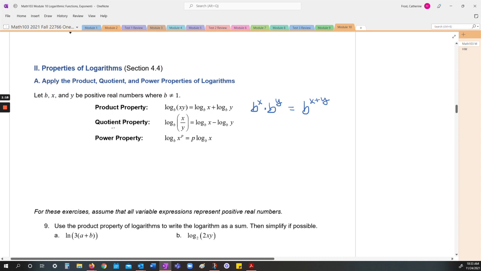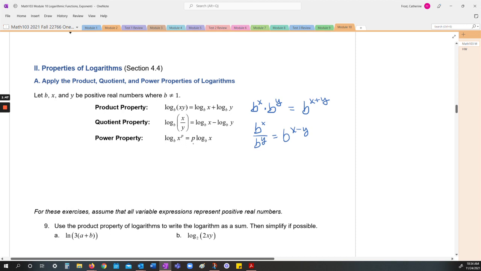Then the quotient property is similar. This is like how if you have x to the fifth over x squared, you can cancel stuff, right? One way to think of it is you can just subtract the exponents. So this is the same as x to the 5 minus 2, or x cubed. With similar letters, if you have b to the x over b to the y, that's the same as writing b to the x minus y.